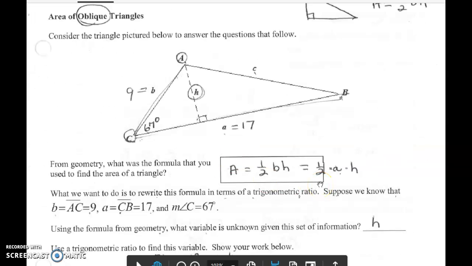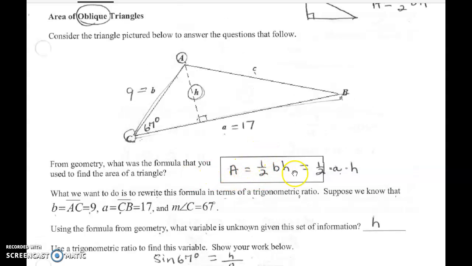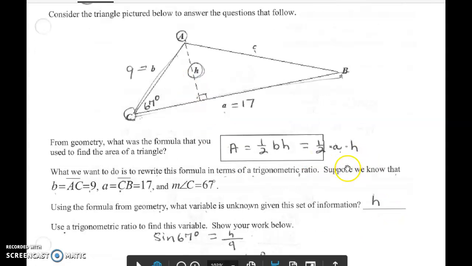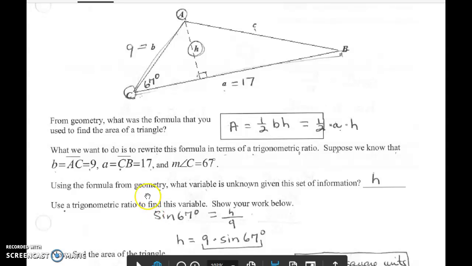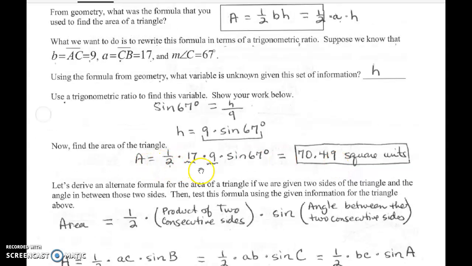And this is really the intention of the problem. In geometry, you probably remember 1/2 base times height. Well, look at this triangle. The base is side length A. The height is H in this problem. So the person making this answer key said, what if we know side length A, side length B, and angle C? Well, we can find H by setting up a trig formula like this. So 9 times sine of 67 will equal the height. Then he found the area by doing 1/2 times A times the height, which is right here.